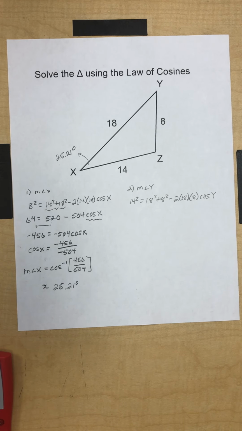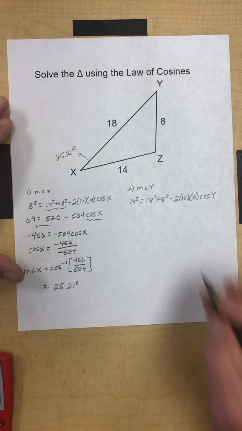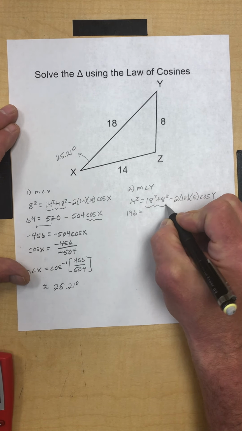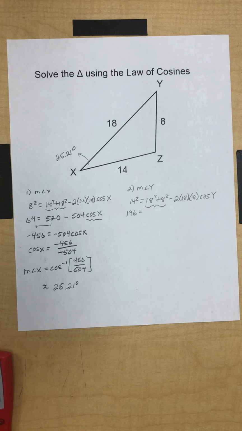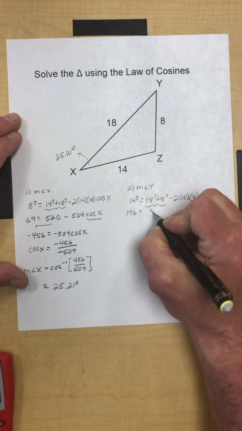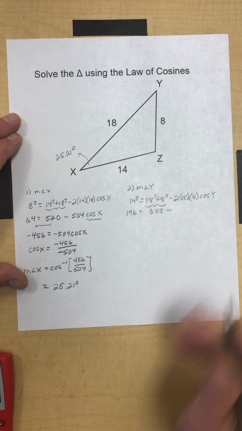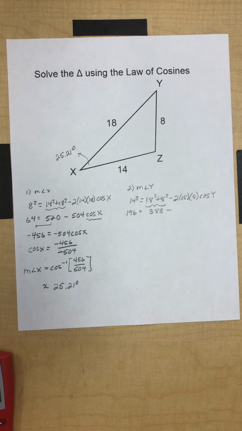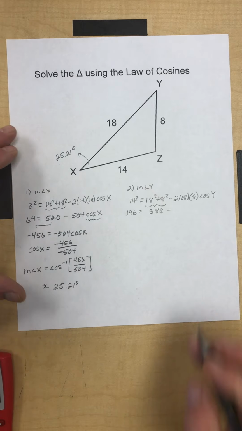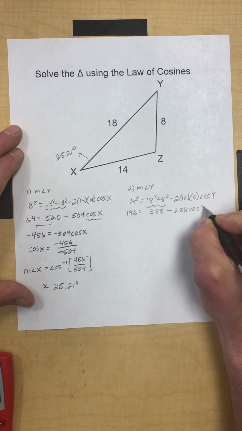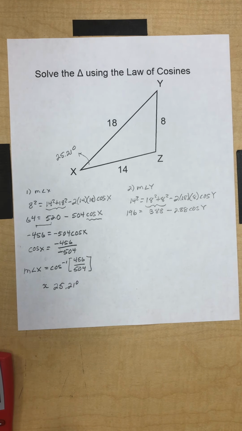So let's get our calculator going. 14 squared is 196. I've got to go 18 squared plus 8 squared, 18 squared plus 8 squared, and I'm getting 388. Now I got to multiply these guys together here. So 2 times 18 times 8, 288, times the cosine of angle Y.